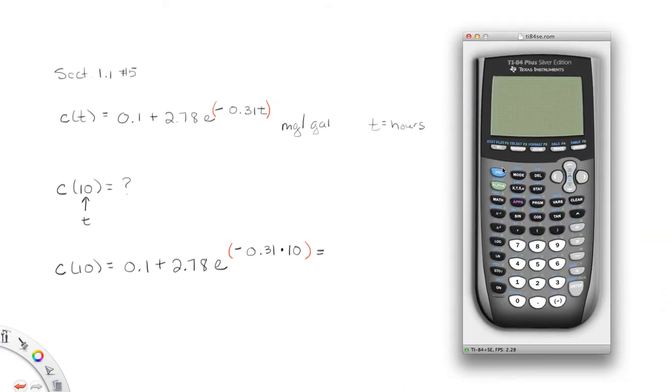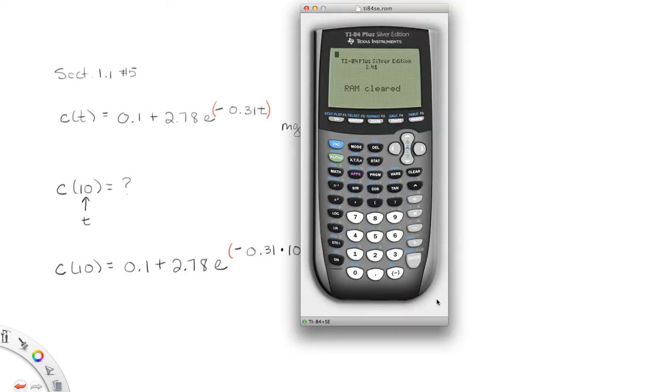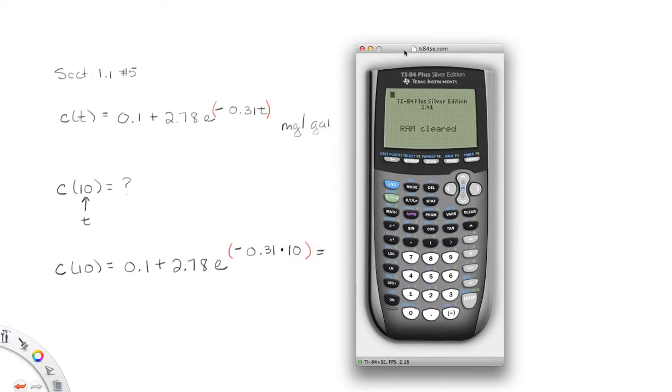So on your graphing calculator, I think I'm going to have to redo this. Okay. Oops, where'd it go? There it is.